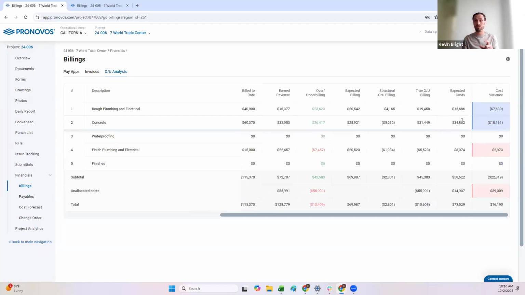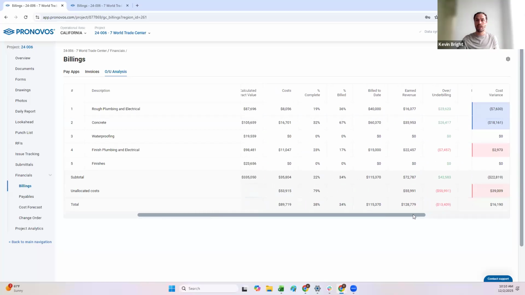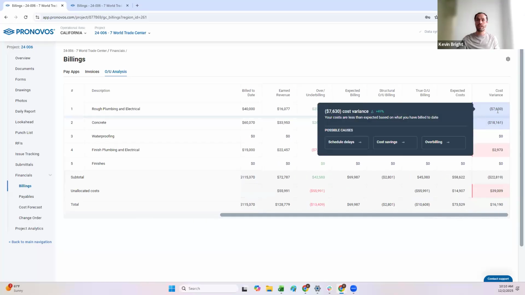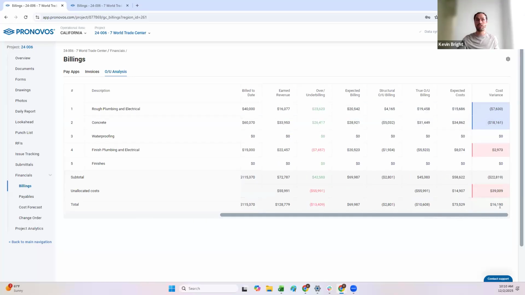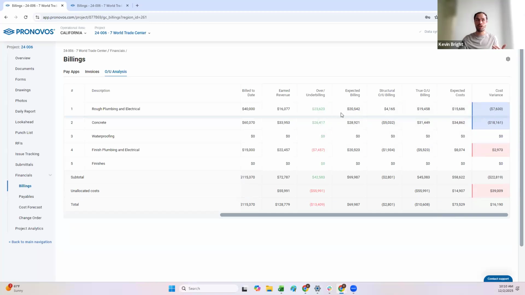Now, critically, what this tells me is I can then look at what my expected cost would be to support that billing versus what my actual costs are. So I can go back here and compare to that $8,000, and I can see my cost variance is $7,630. So basically, what I can derive from my over under billing is I am $7,630 lower in my cost than I would expect to be based on what I've actually billed against this line item.